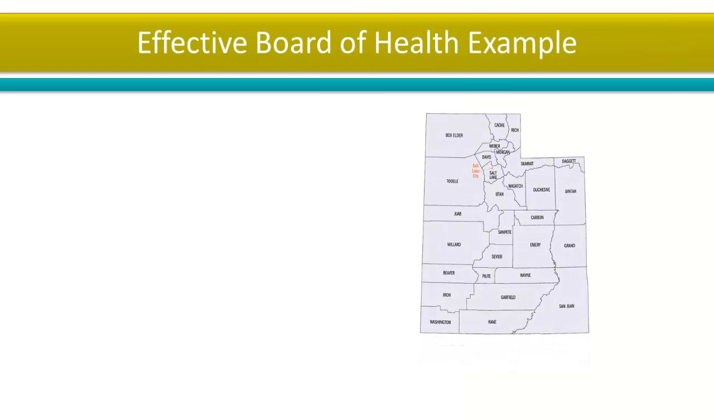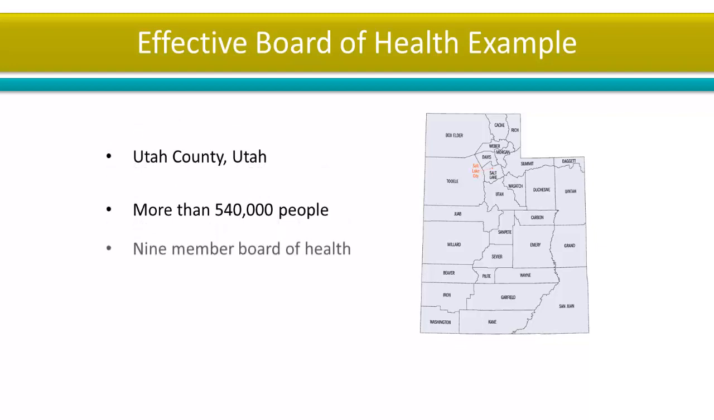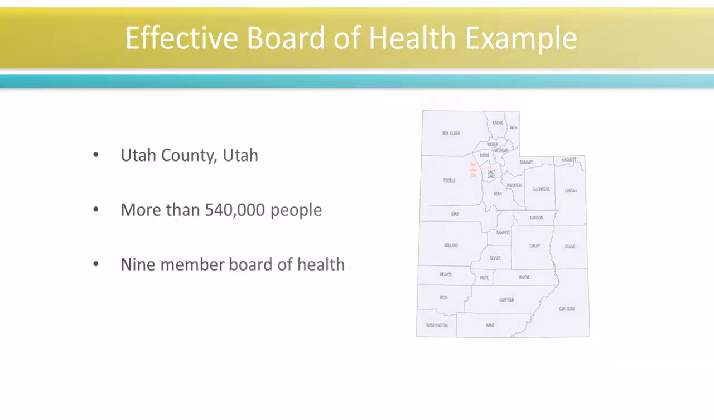Utah County in the state of Utah has a population of more than 540,000 people. The Utah County Board of Health is comprised of 9 members appointed by the Utah County Commission. The board represents the citizens of Utah County by meeting regularly to discuss public health issues, adopt regulations, and set the fees charged for services.